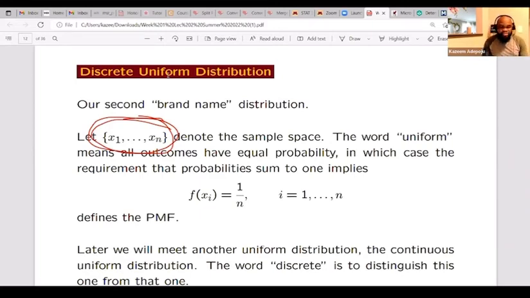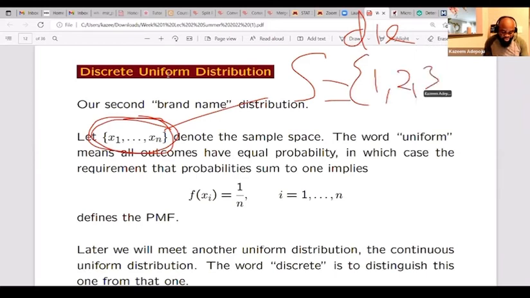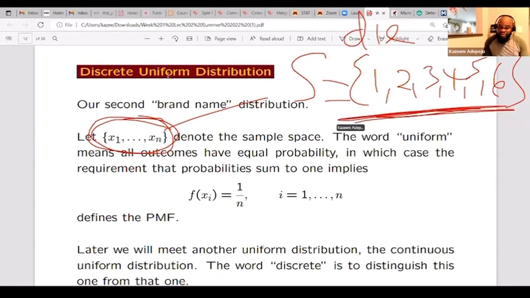Now I have x1 up to xn. What is an example of this? Maybe I have a die. I flip a die. How many sides do we have in a die? 1, 2, 3, 4, 5, 6. That's an example, because we have so many elements in this sample space.